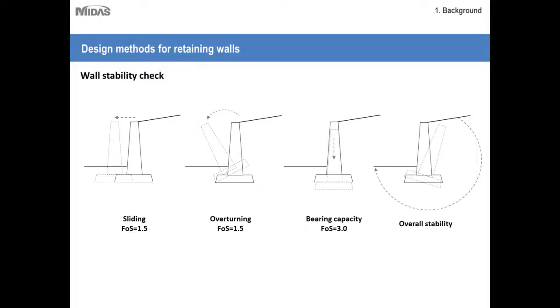But there is a fourth check where you cannot really predict the behavior through an empirical formula, which is called the overall stability. What if the entire slope or the hillside scoops out the entire soil layer? Then all the stability checks that you have applied for sliding, overturning, or bearing capacity are no good if the entire slope is unstable and slides out.